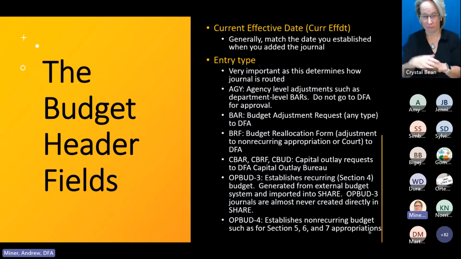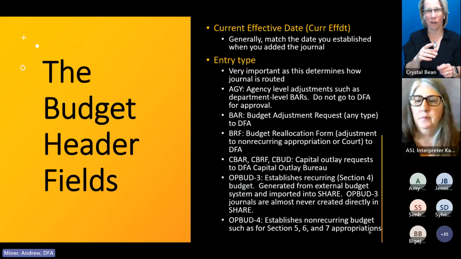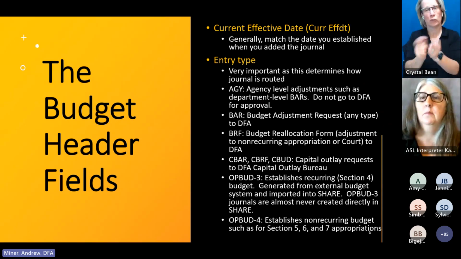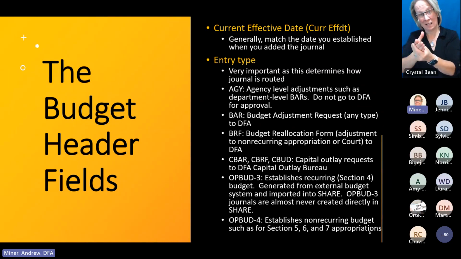OPBUD 3s, okay, these are what establish your section 4 budget. So in most cases, the way we do these is when you complete your operating budget submission in May, you generate OPBUD 3s in BFM, okay? And then we, with a few exceptions for agencies that have some complications that we need to do manually, but most agencies, we take all of that OPBUD 3 data in BFM, we turn it into a flat file and import it into Share, and it automatically creates your OPBUD 3 journals.